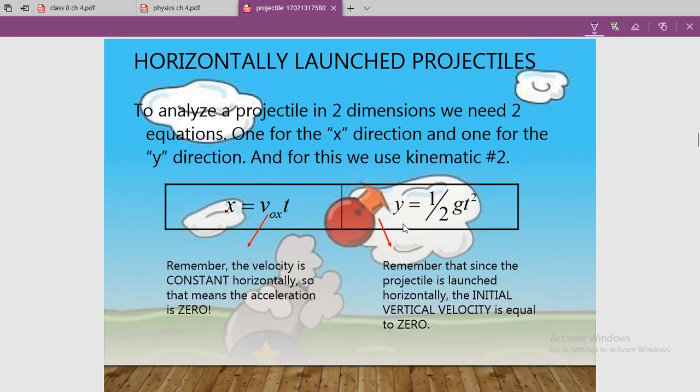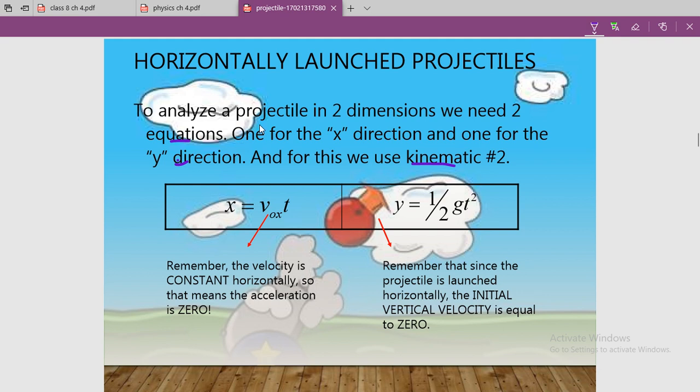Now we are going to study some characteristics of a horizontally launched projectile. To analyze a projectile in two dimensions, we need two equations, one for the x direction and one for the y direction, and for this we use kinematics. So to explain the projectile motion, we need two directions, or two coordinate axes. First one is the x axis and second one is the y axis.